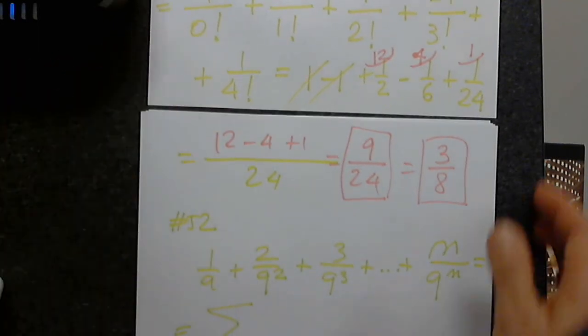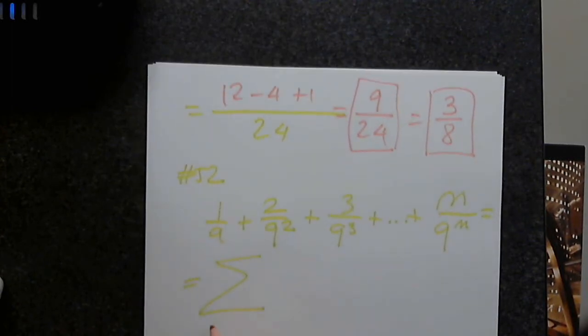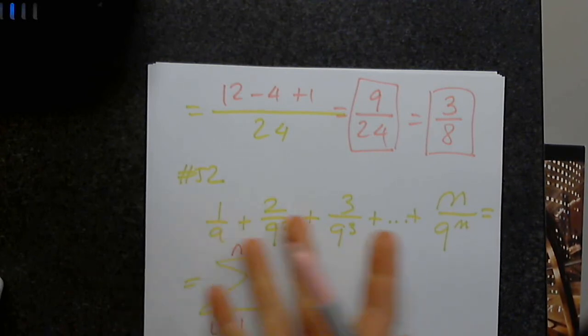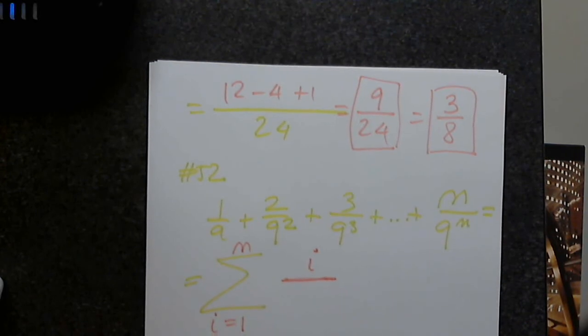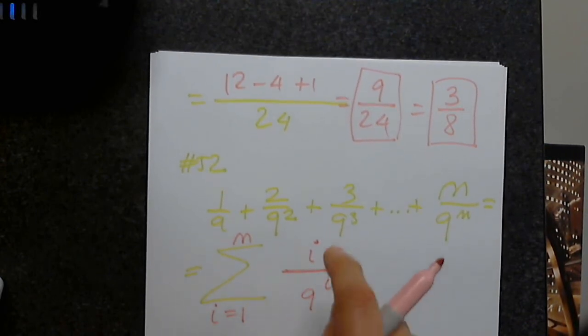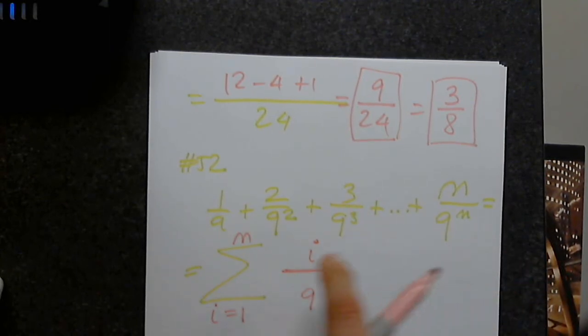Okay, what is the lower limit? 1. Okay, from i equals 1 till n. All of them are fractions, so I'm expecting you would give me a fraction that would be i. Very good. 9 raised to i. Awesome. Let's try. When i is 1, 1 over 9. Yes. When i is 2, 2 over 9 squared. Yes. When i is 3, 3 over 9 cubed. Plus dot dot dot. When i is n, n over 9 to the n. Very good.